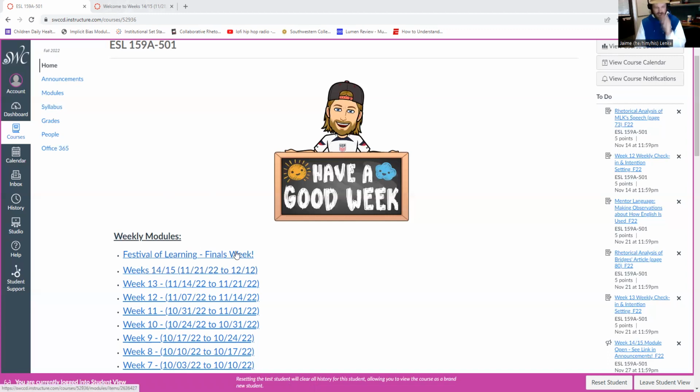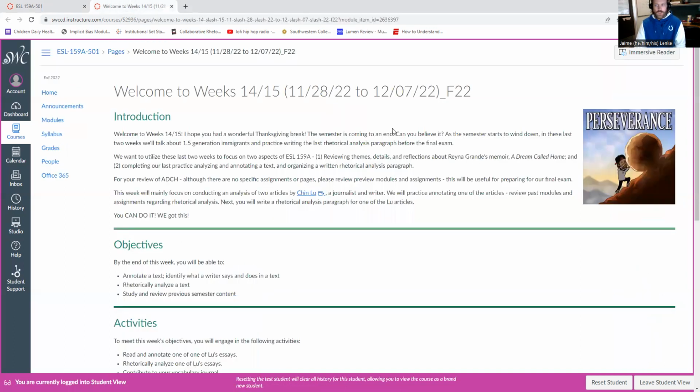One other thing I would note is that, as usual, you need to view these pages and assignments in order. You start by clicking here on the first page in the week 14-15 module, and you keep clicking next until you get to the end. You can't view the final exam module until you complete all the items in week 14-15. So please make sure you go in order. Okay, so we're going to start here.